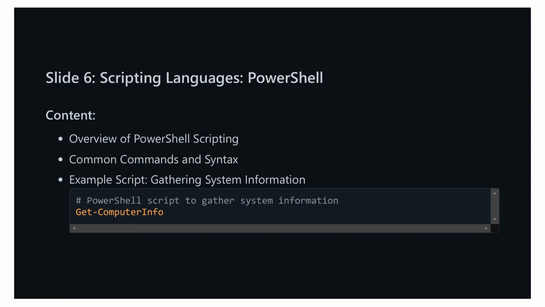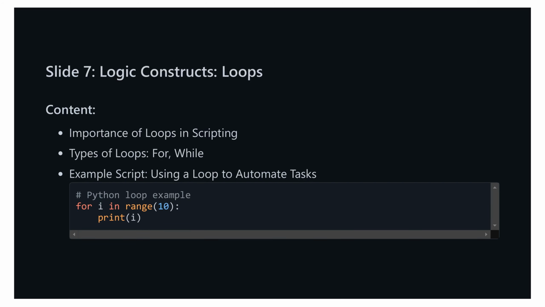In the next slide, we will explore logic constructs with a focus on loops. We'll understand their significance in scripting, go through different types like for and while loops, and look at an example script in Python to see how loops can automate tasks efficiently. As we continue our exploration of scripting languages, let's delve into logic constructs, specifically loops, which are crucial in automating repetitive tasks in your scripts.